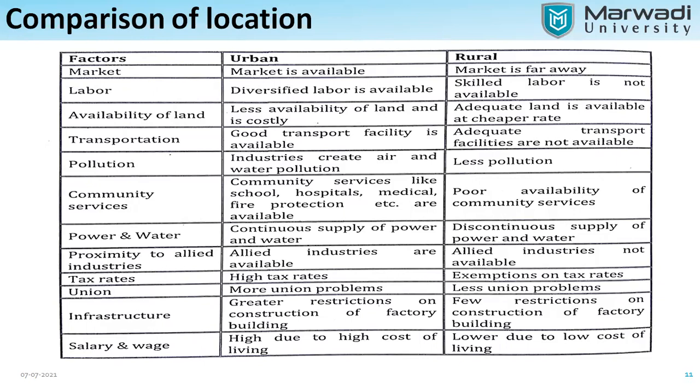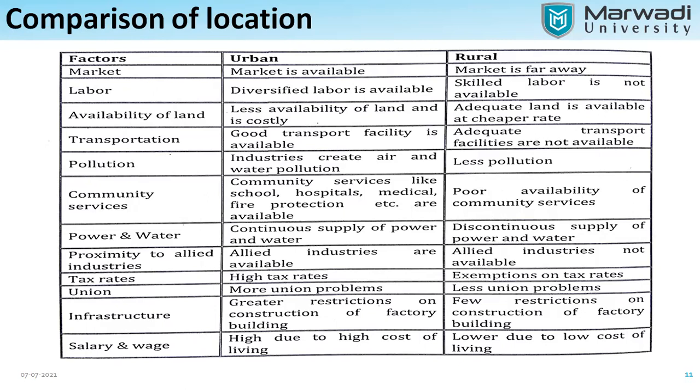If you consider the transportation, that is also very important. कि आपने माल बना लिया, अब उसको ट्रांसपोर्ट करना है अलग अलग जगह पे, तो अगर उसके लिए एवेन्यूज आपके पास नहीं हैं प्रॉपरली, so you cannot transport it properly. So good transport facility is available in the urban area, while if you compare the rural area, then adequate transport facility is not available. अगर हम pollution की बात करें, industries create air and water pollution if it is there in the urban area, while in the rural area you are having less pollution.